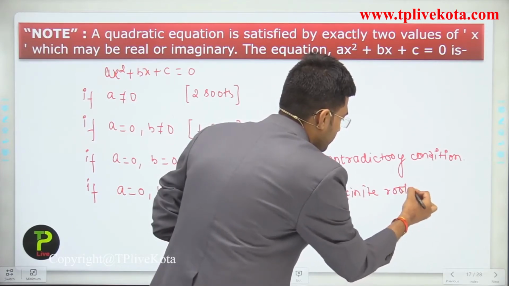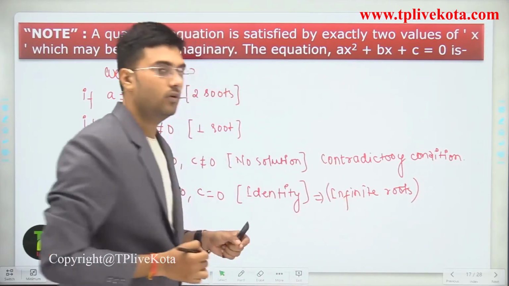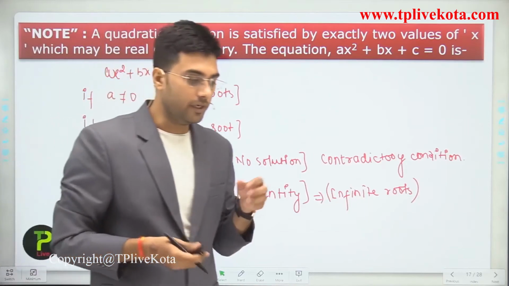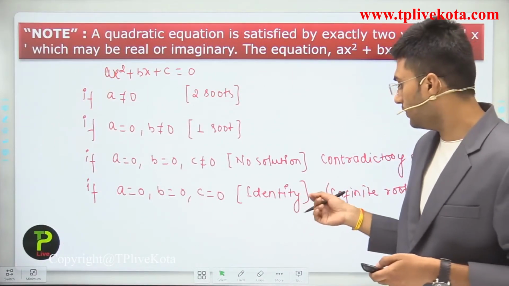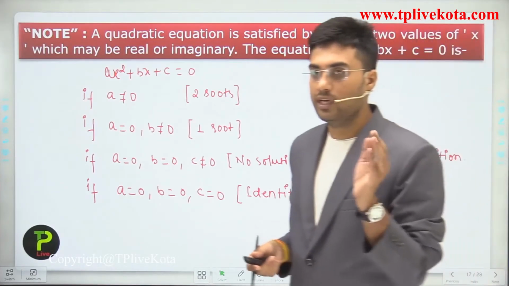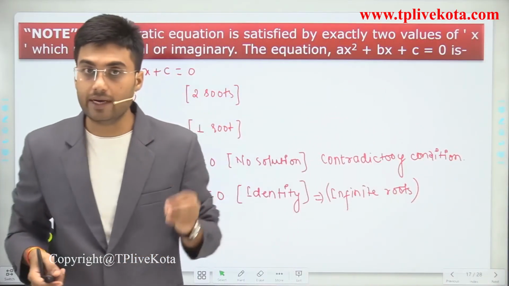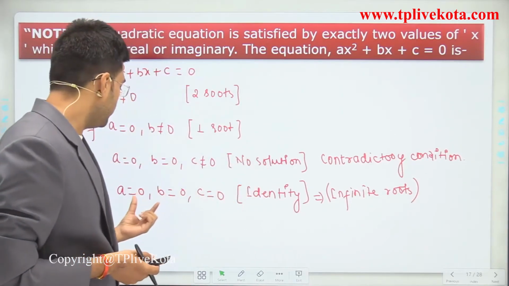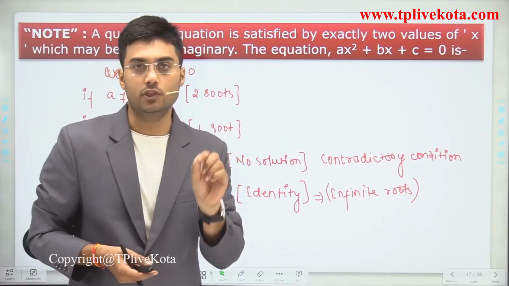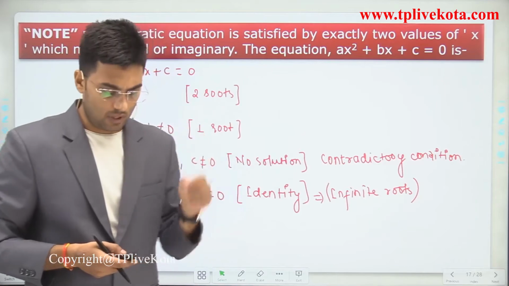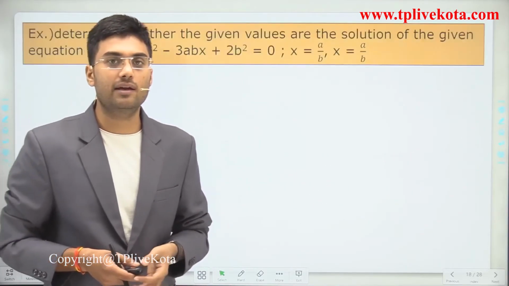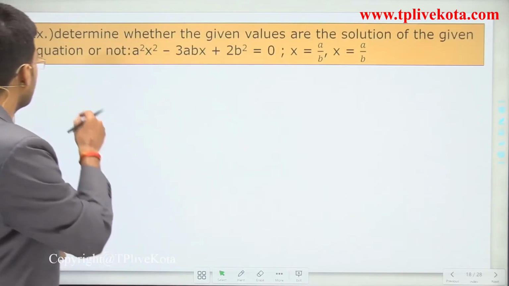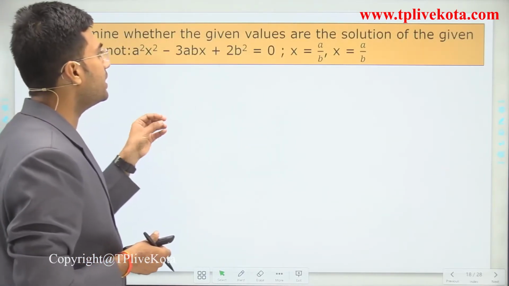roots. Infinite roots. Okay, sometimes in the competitive examinations questions are asked directly from the property of identity, and if the given expression or given equation is an identity, then all the coefficients and the constant term should be 0. Clear?